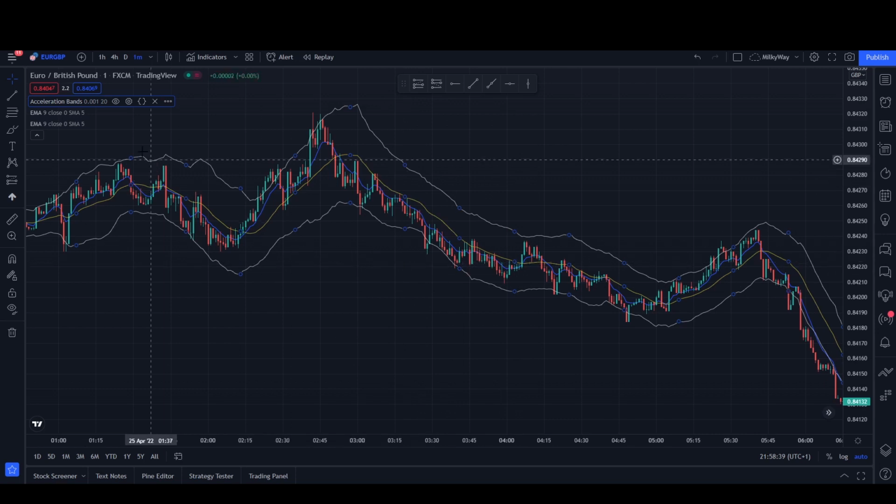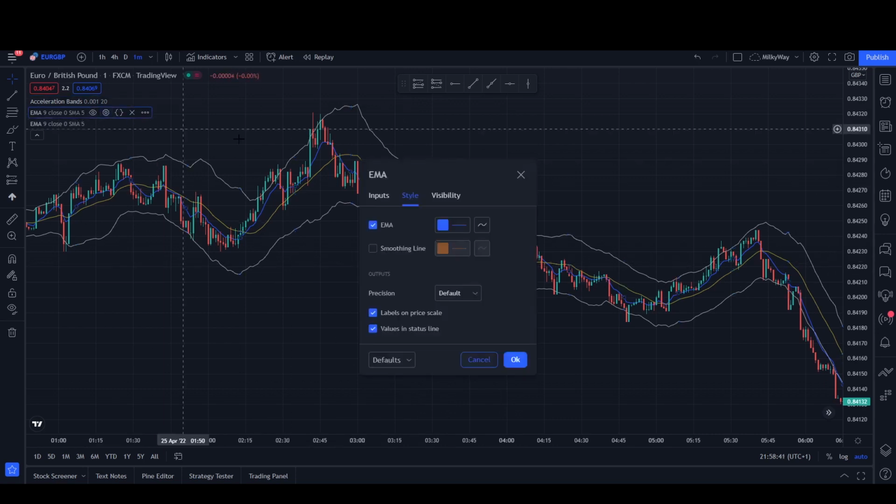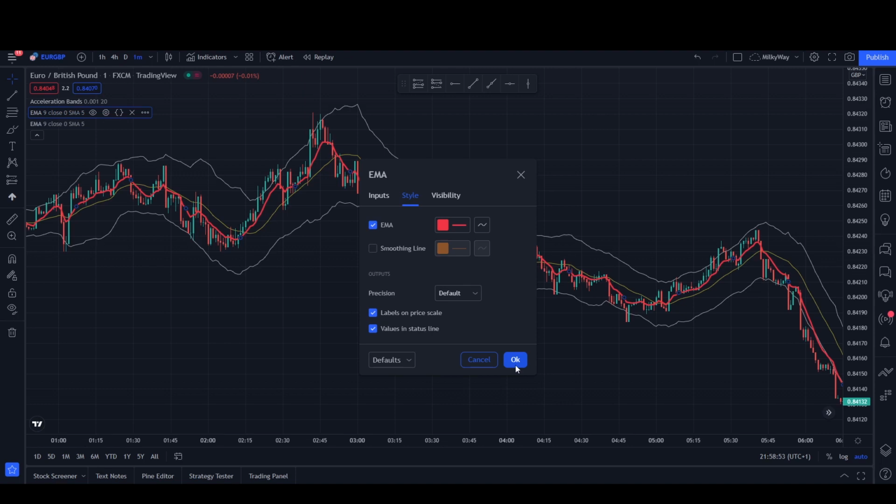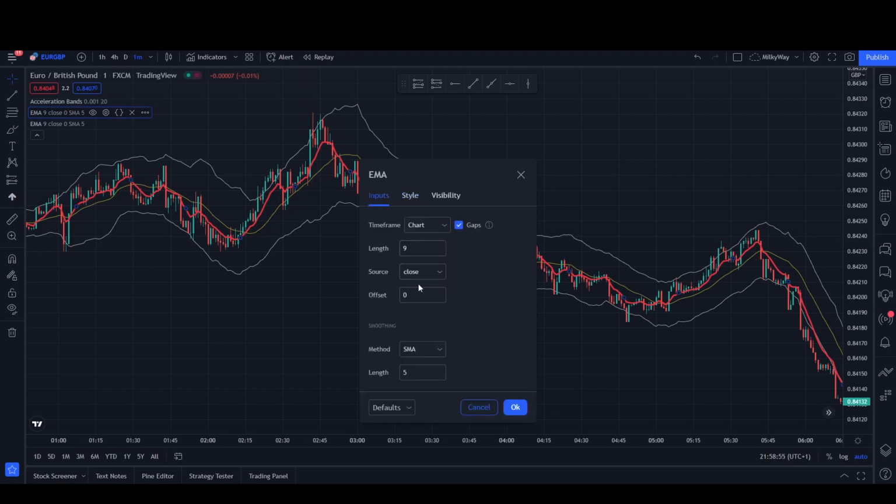And more importantly, for the EMAs, I like to have it as red for the 50 EMA. And I'm going to change the thickness. And in the inputs, I'm obviously going to put 50 and change the method of smoothing from SMA, simple moving average, to EMA.